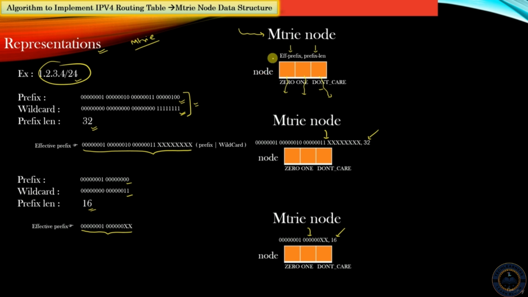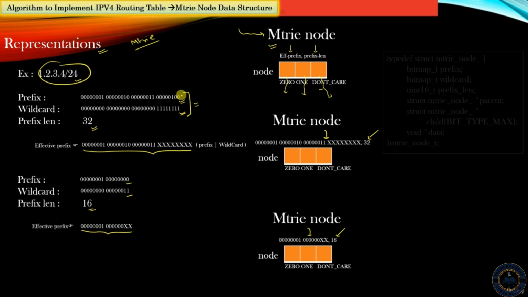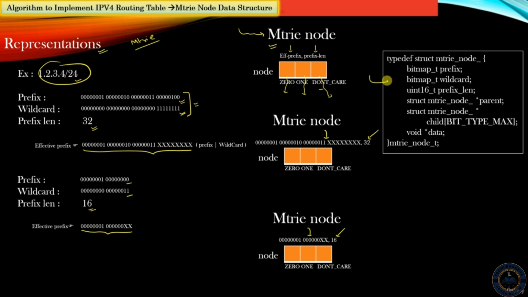Now if I were to ask you, can you write a data structure definition which represents an mtry node optimized for storing routes? You would say that this is such a data structure. As I said, each mtry node is going to store an effective prefix, and the effective prefix is stored as a combination of prefix and wildcard. Therefore you would need two bitmaps in order to store prefix and wildcard separately. But together they represent an effective prefix.